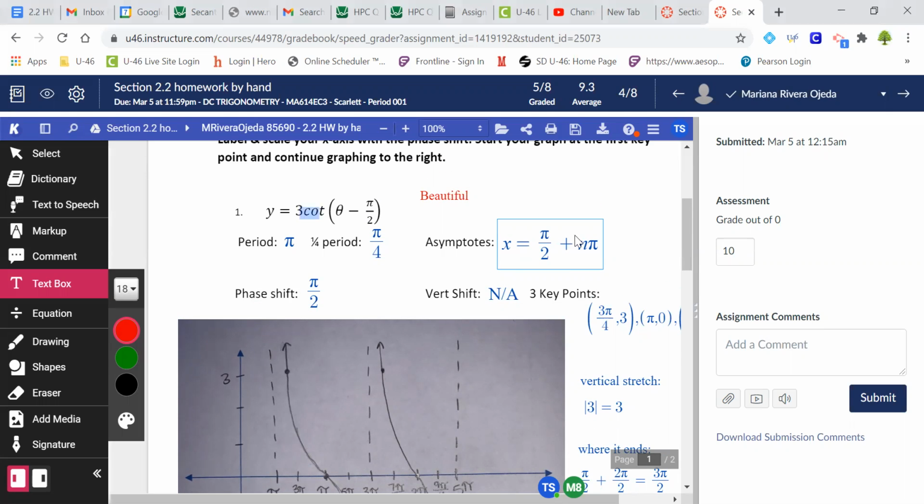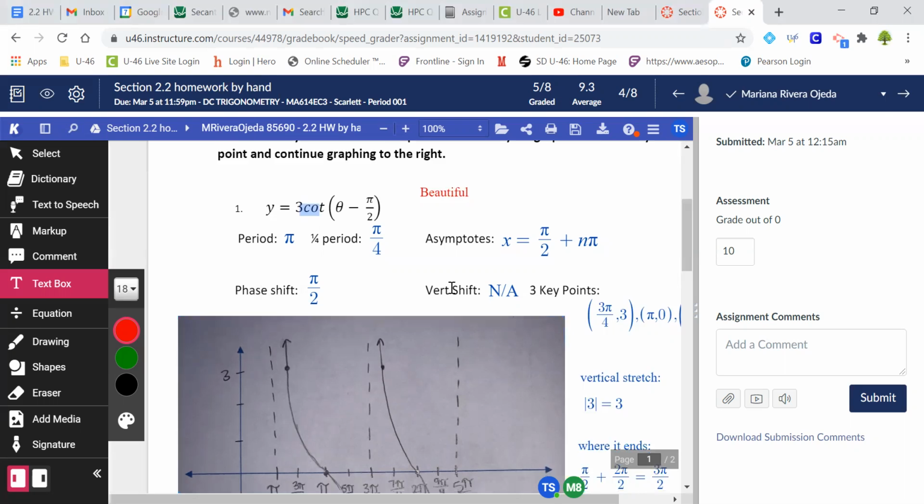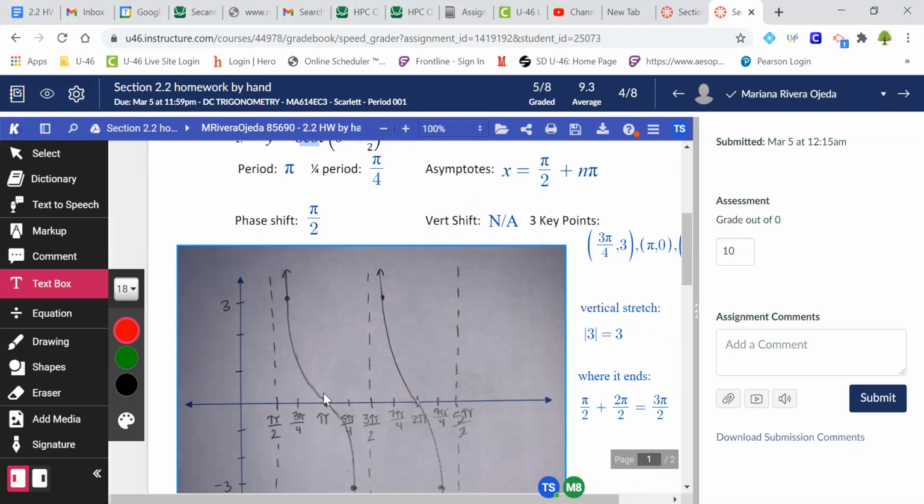So how do you get this? Well, the vertical asymptotes occur at every period. So if you know where one is, all you have to do is add or subtract any multiple of the period to get the next one, which is why this n times pi is there. Vertical shift, there is none. And that is enough information to graph it.